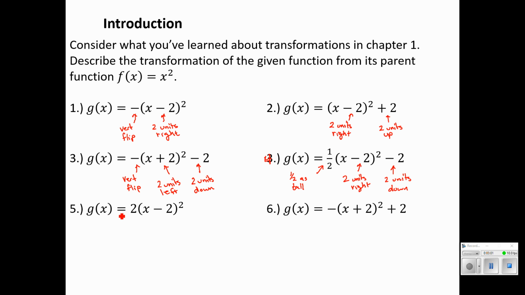Problem number 5. Here we've got twice as tall. Again, when it's affecting the whole function, it's affecting the height. And then yet again, we are 2 units to the right. And lastly, number 6. Let's rattle through these. We've got a vertical flip. We are 2 units to the left. And we are 2 units up.